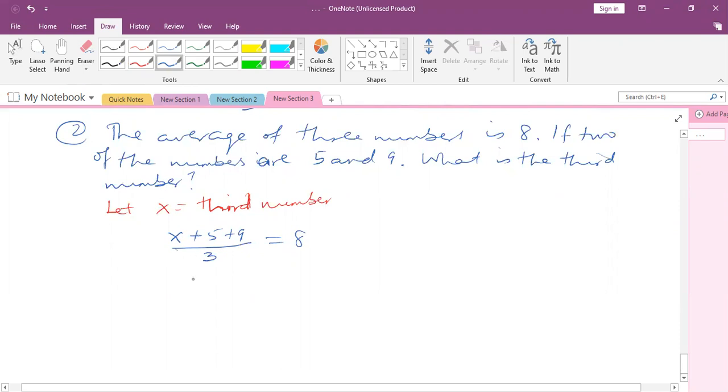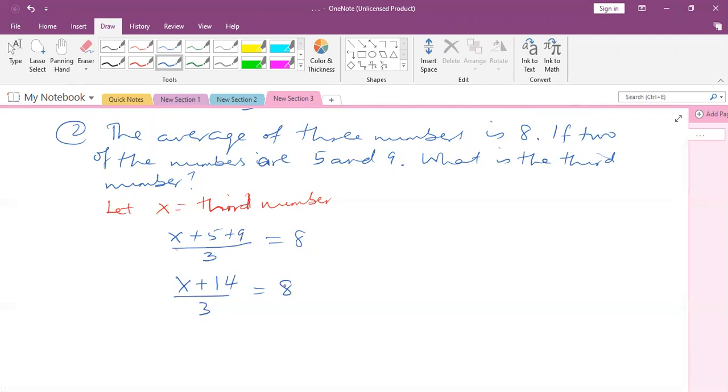So how do we solve this? I have to add the like terms, 5 and 9. If I add, I get 14, right? So x plus 14 over 3 is equal to 8. What do I do next? I have to get rid of the denominator, which is 3. I can multiply both sides by 3 over 1, or you can simply cross multiply, since it looks like a proportion.